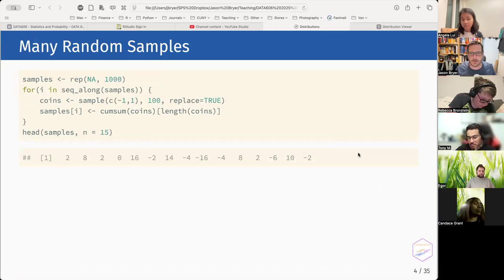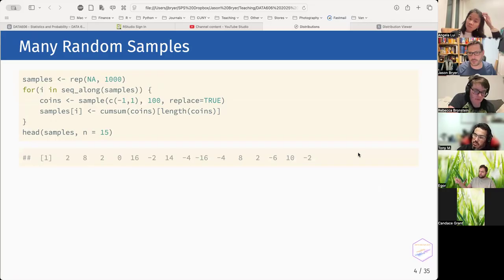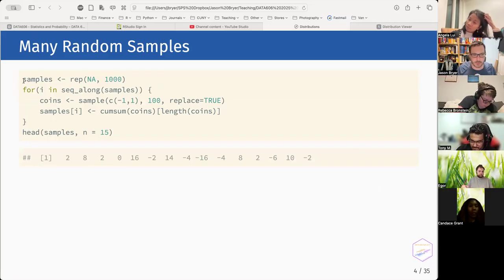A long time ago, I used to do exercises like this when I taught in person. Give everybody a coin, flip your coin 50 times, and we record and collect it all together. Now with R, I can just do this in code. I'm going to initialize a vector called samples, set to NA, with length 1,000. If you want to run this later, you can go to 10,000 or 100,000, whatever. Don't go too crazy unless you have a really good computer, although this runs pretty fast.